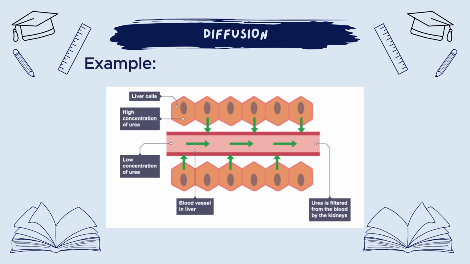An example is on the screen. As you can see, there is a high concentration of urea in the cells and a low concentration of urea in the blood vessels. The urea is moving from the cells into the blood. This is because it is going from high concentration to low concentration.